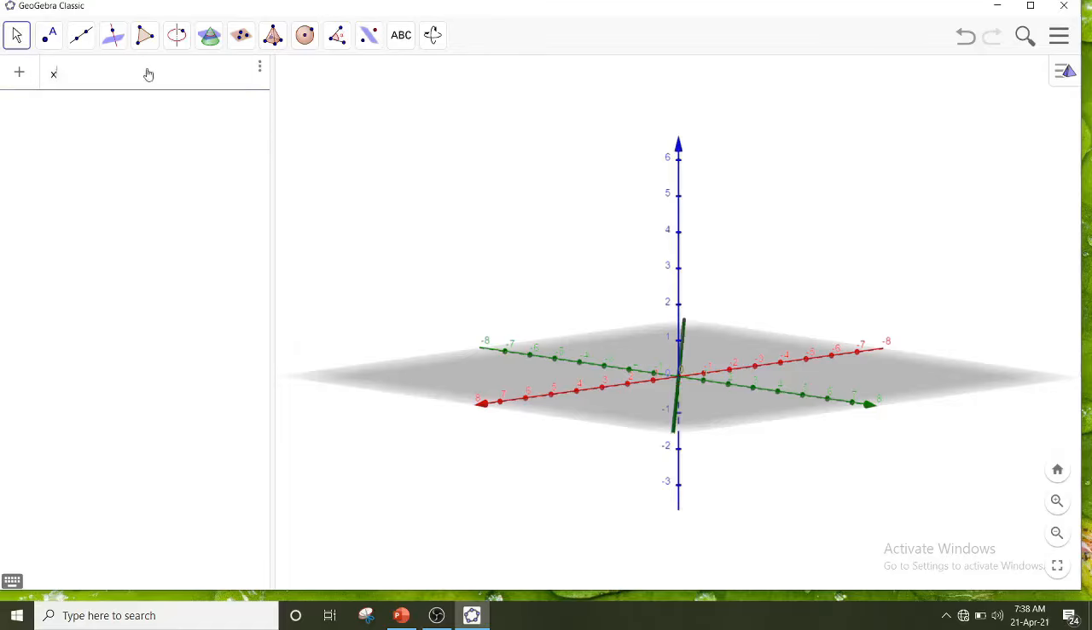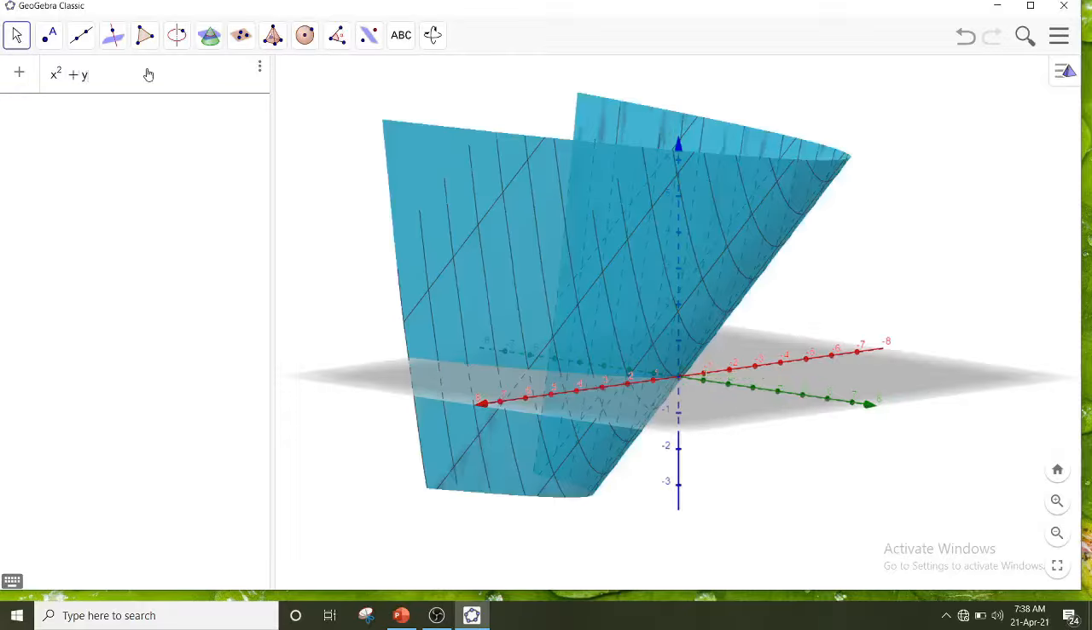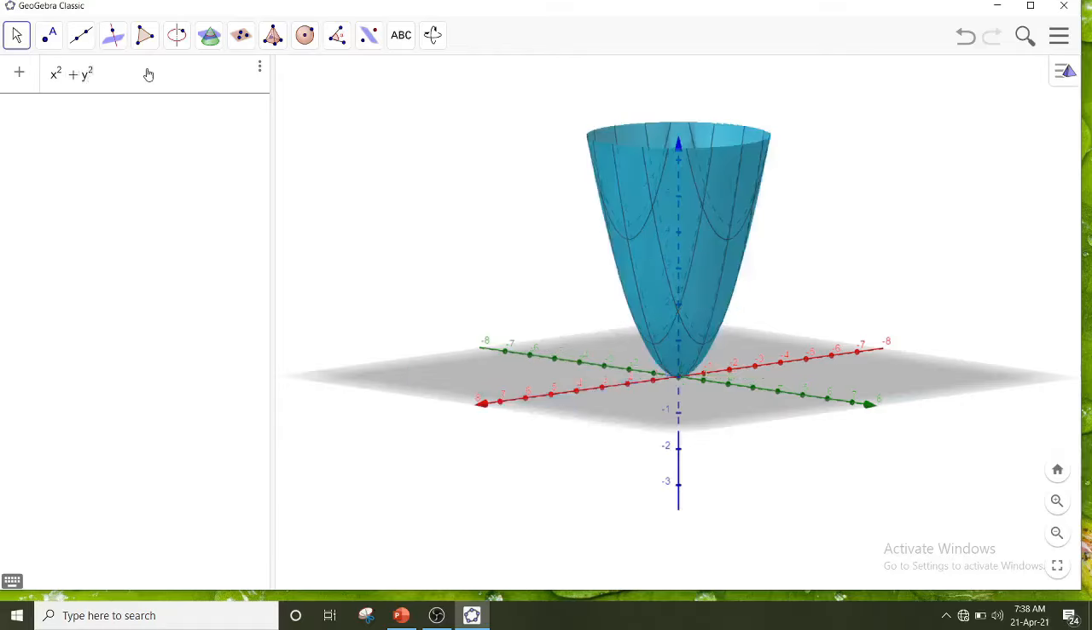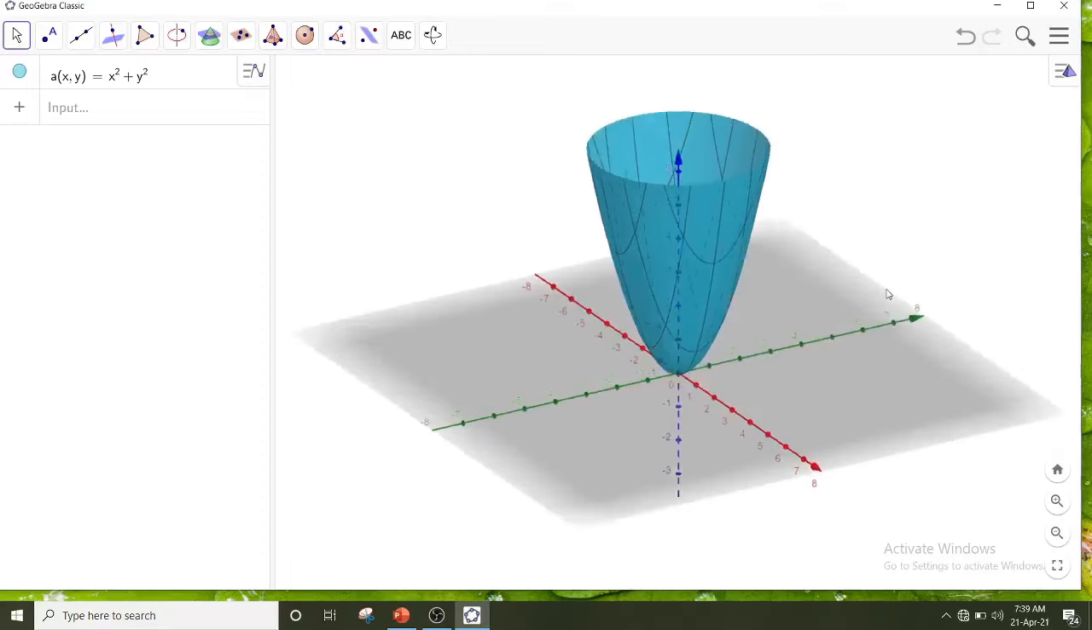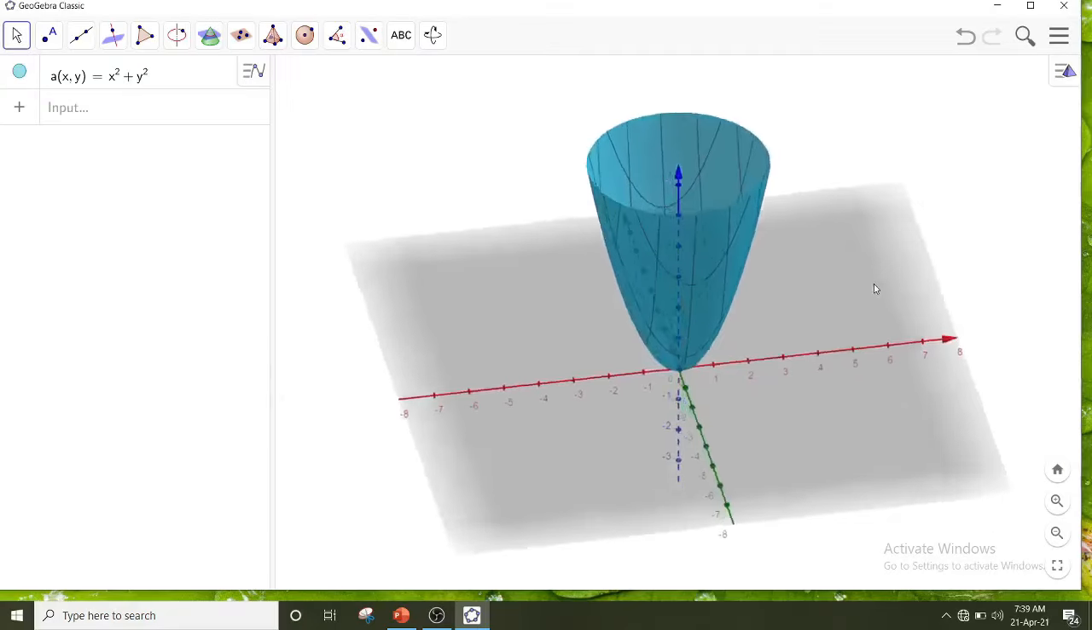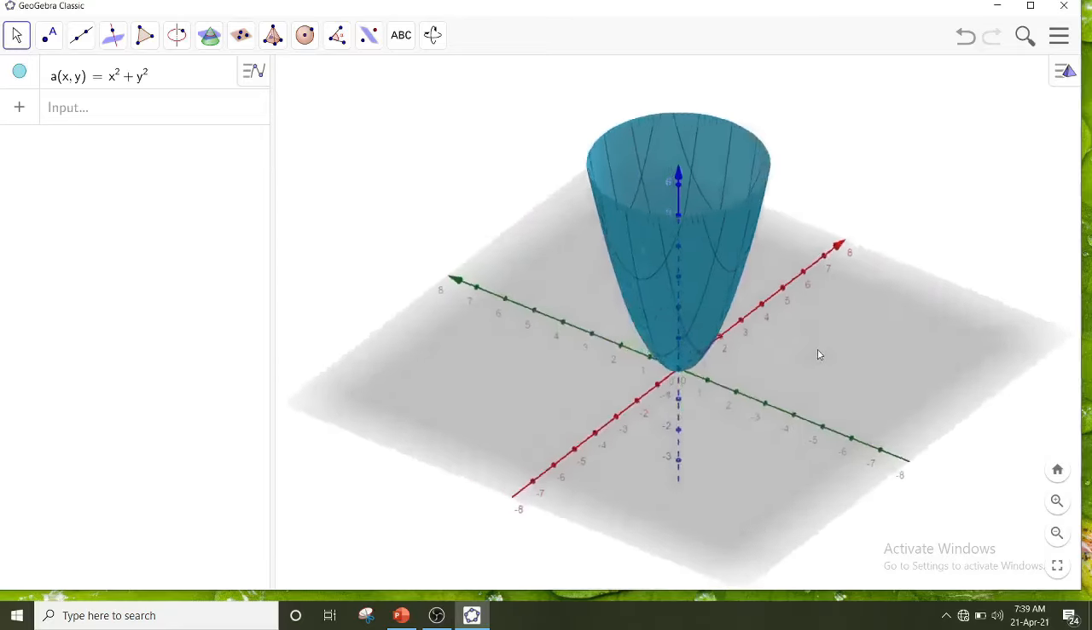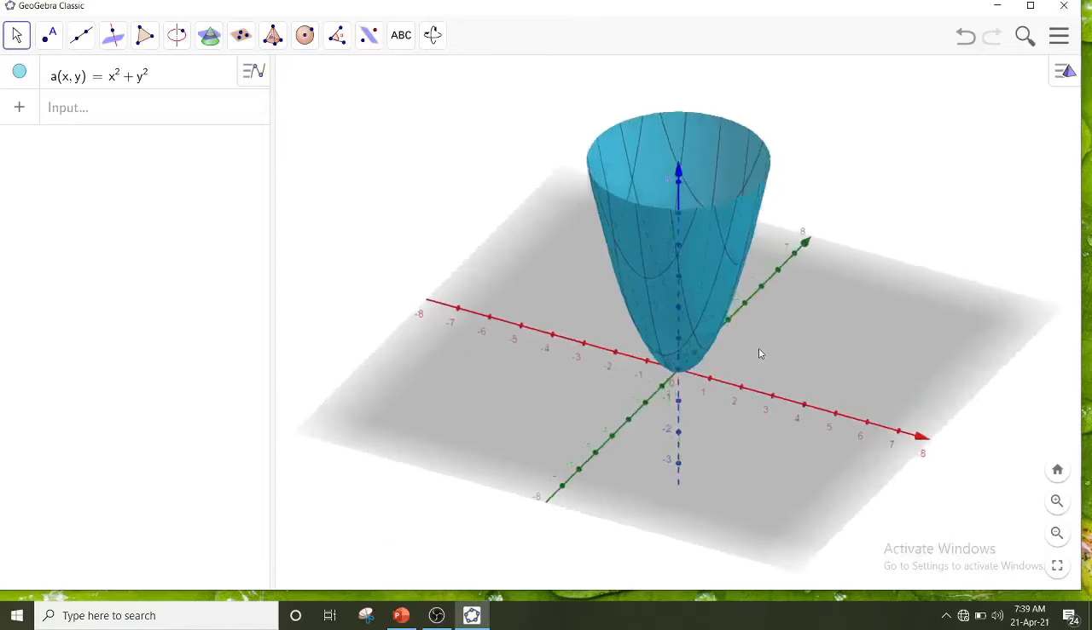So this is a paraboloid, x square plus y square. Now look at this figure. The red line shows the x-axis, the green line shows the y-axis, and the blue one is the z-axis.